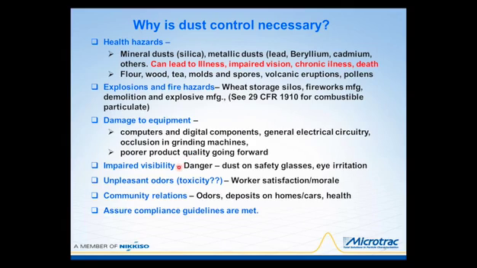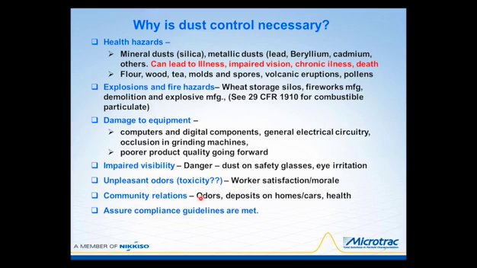Also, we have to think about dust and impaired visibility. The danger is that dust can develop on the safety glasses surfaces. And without the safety glasses, obviously, eye irritation can result. Both of these impede a person's vision and can cause someone to trip or move in a direction or make a movement that can be dangerous and hazardous to their operations. Also, these dusts can have a certain amount of odors associated with them, and many of these odors could be toxic in their nature. This would impact worker satisfaction as well as morale.